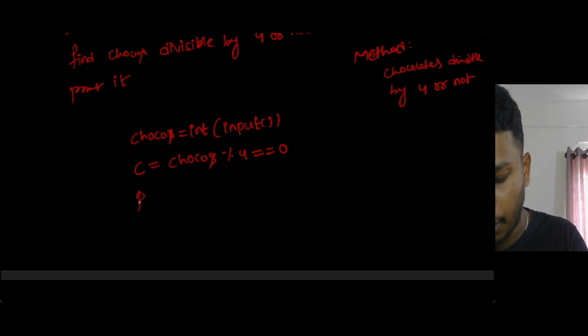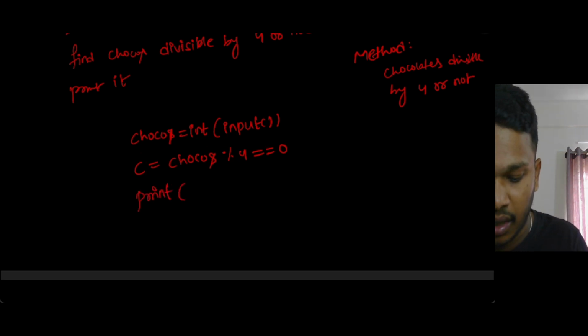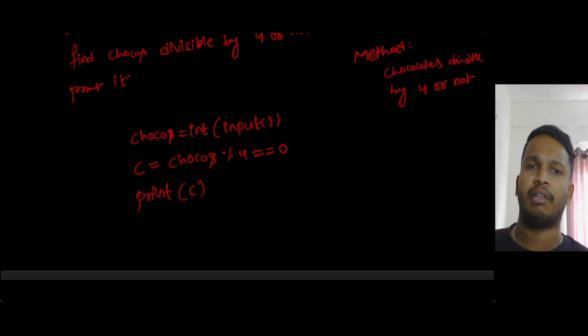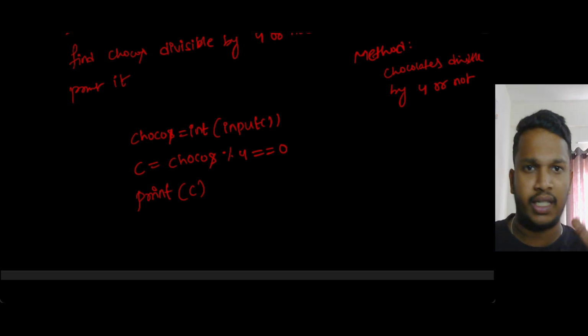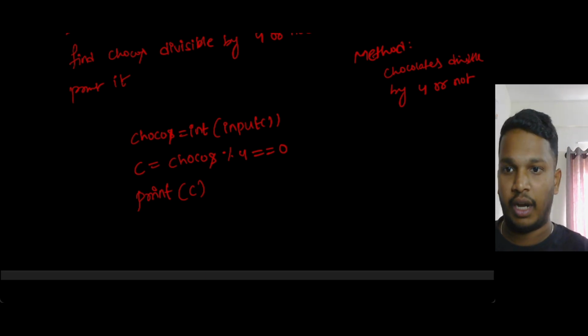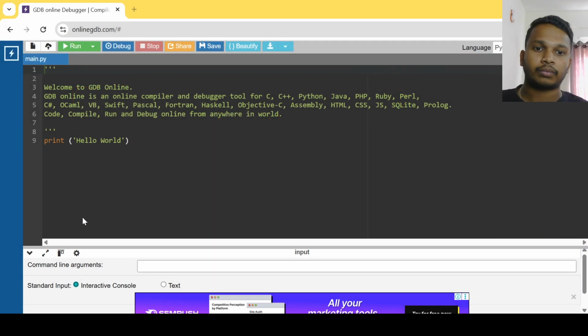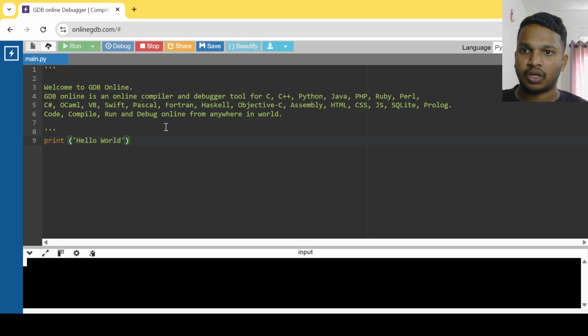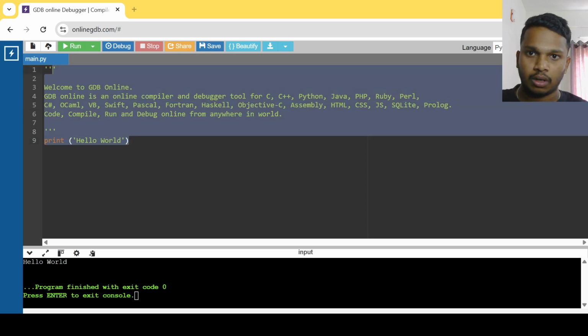Now I need to print the C value. That's all. The question is simple. It's done. Let us implement and check. First, I am using the online GDB compiler. You all people know already.